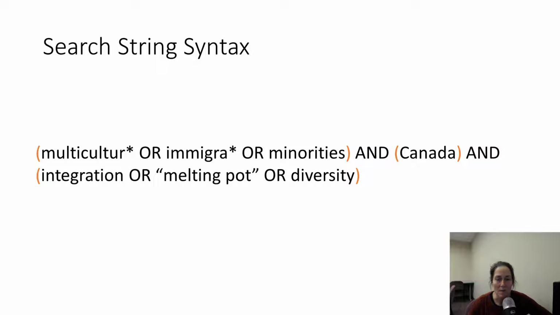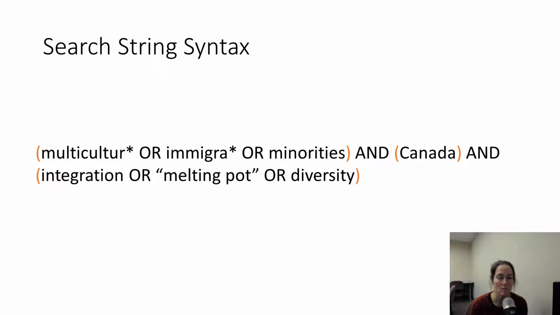Or helps you combine like terms. So I'm interested in multiculturalism, but I'm also interested in the idea of immigration. So those aspects to me are similar enough that if I had articles or books on both, that would be okay. So I've combined multiculturalism or immigration or minorities as one idea. And then I have Canada on its own. I could also add or Canadian or Ontario if I wanted to focus on Ontario. So I would combine sort of the geography. And then the third one I have integration or melting pot or diversity.